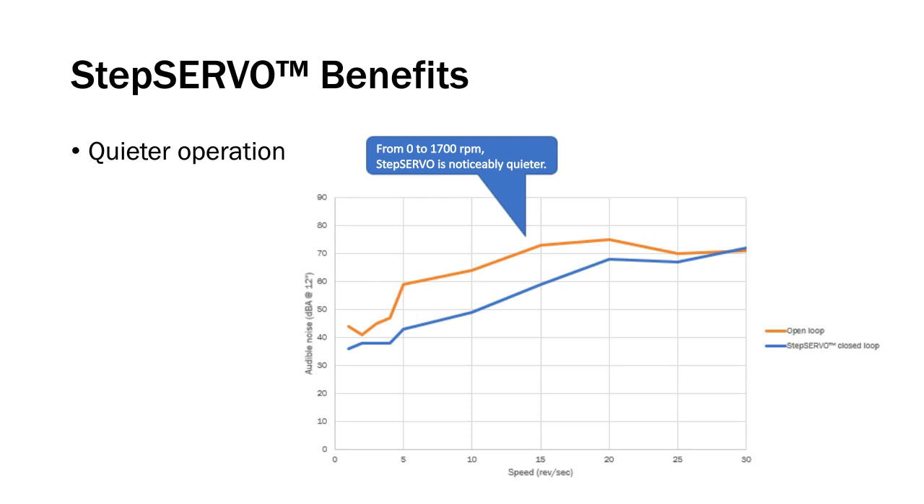And you can see over a wide range from about 0 to 1,700 or 1,800 RPM, the blue line, the step servo closed loop line, is much lower. And if you pick a spot on here, say 600 RPM, the step servo motor is more than 10 decibels quieter than the open loop motor. That's a lot. If you're standing next to these two motors and they're running at that speed, it's night and day, the difference in audible noise.